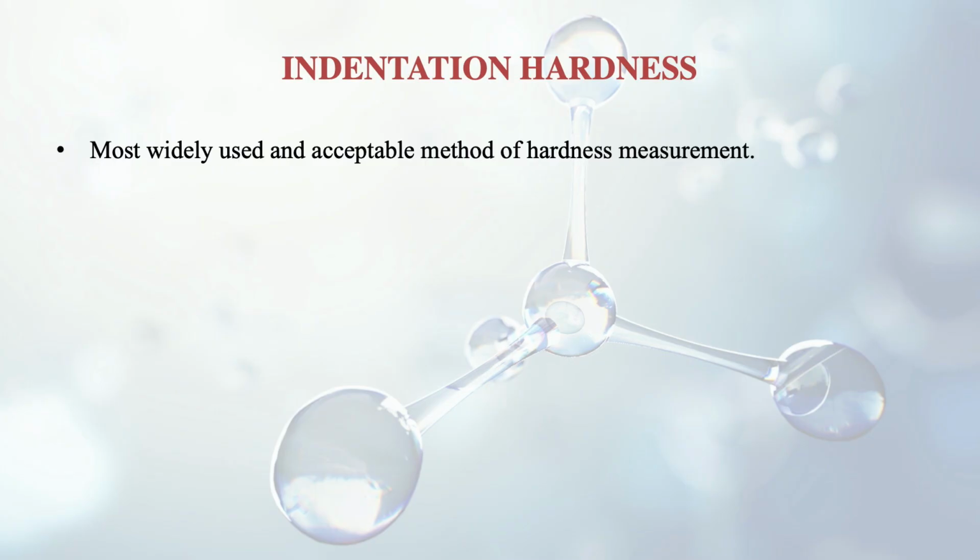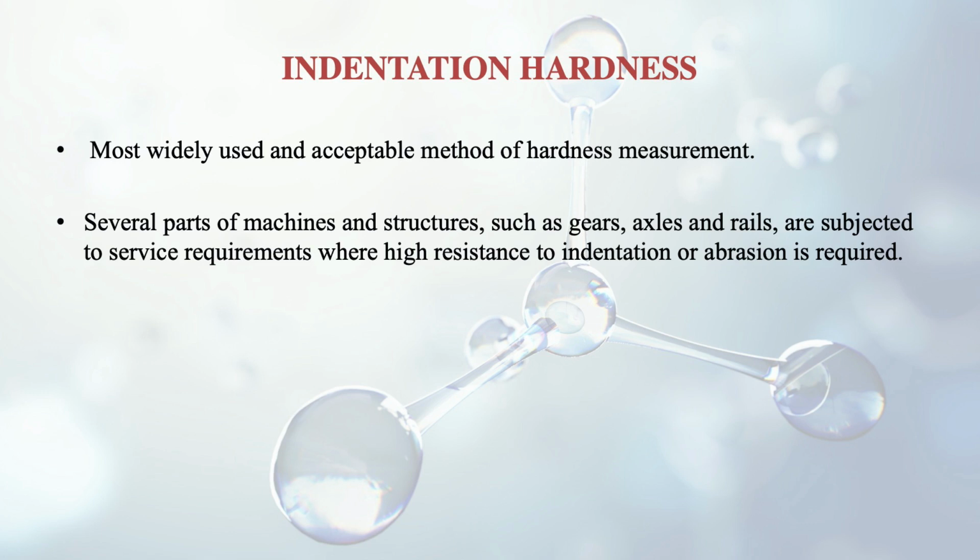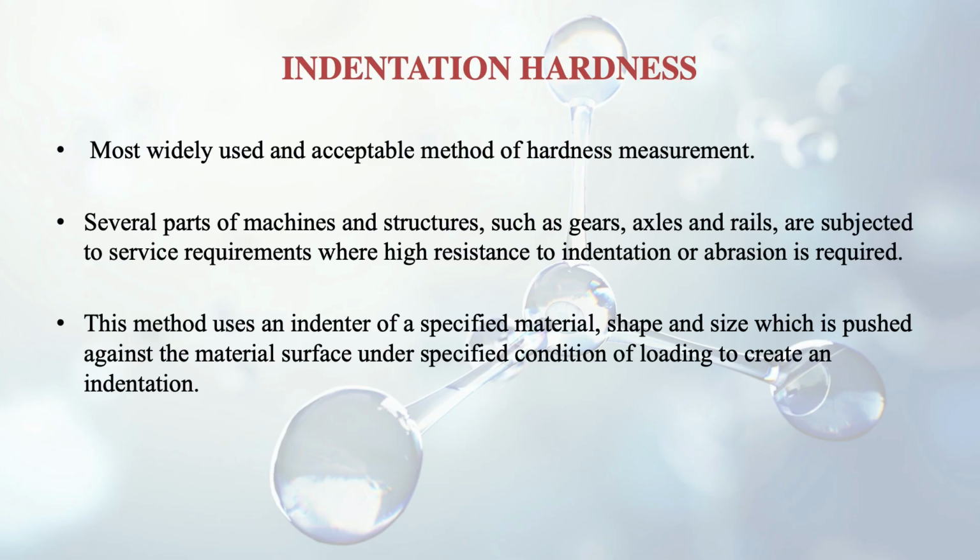So from the scratch hardness, we move on to the indentation hardness. It is the most widely used and an acceptable method of hardness measurement. We have seen that there are several parts of machines and structures, like the gears, the axles in our vehicles, the rails. Those are subjected to service requirements where high resistance to indentation or abrasion is required. This method, the indentation hardness method, uses an indenter of a specified material, shape and size, which is pushed against the material surface under a specified condition of loading to create an indentation.